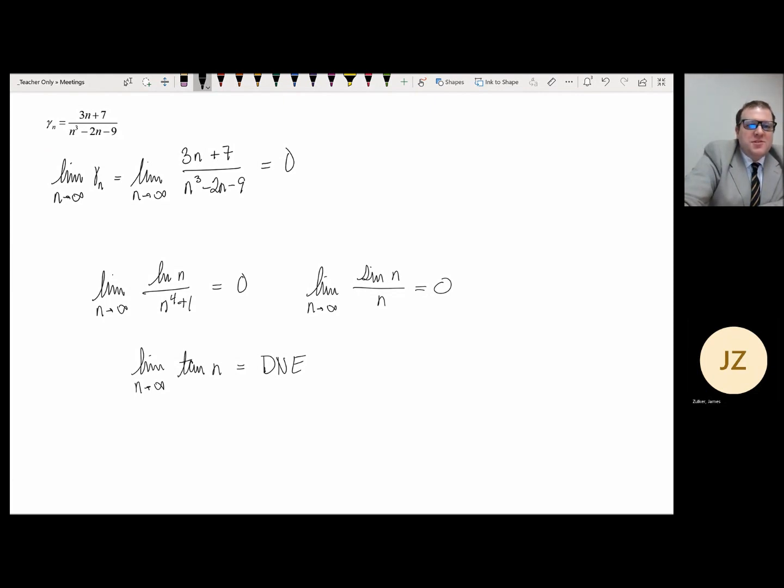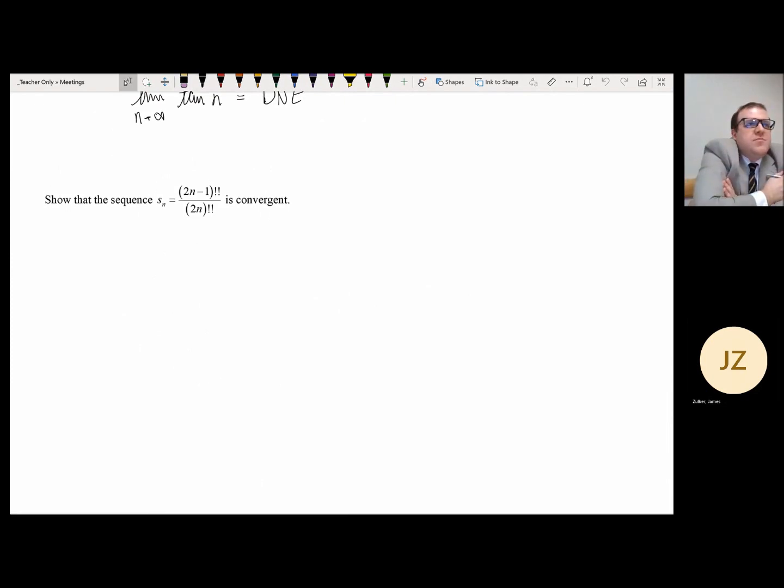Now, sometimes we're just concerned with whether the bloody thing converges. We don't care what it converges to. Show the sequence defined by S sub n equals 2n minus 1 double factorial all over 2n double factorial is convergent.